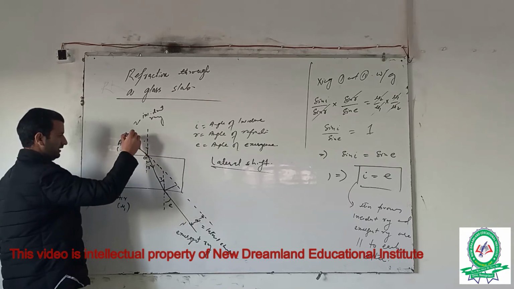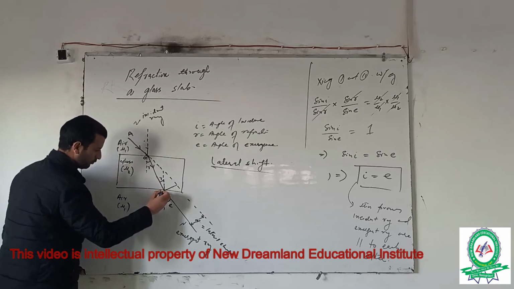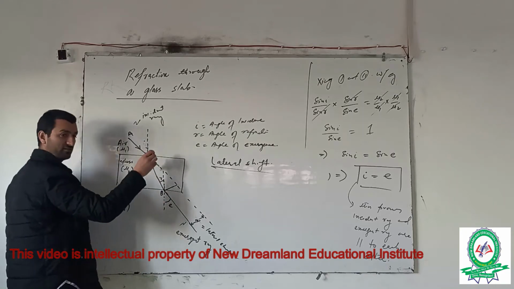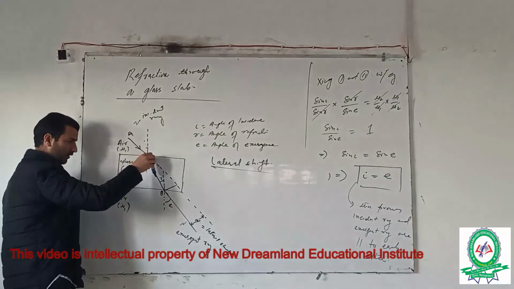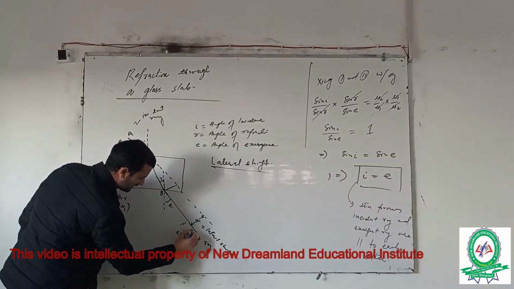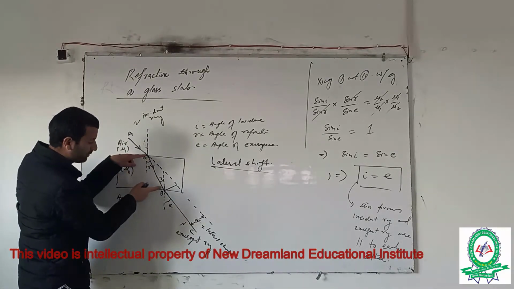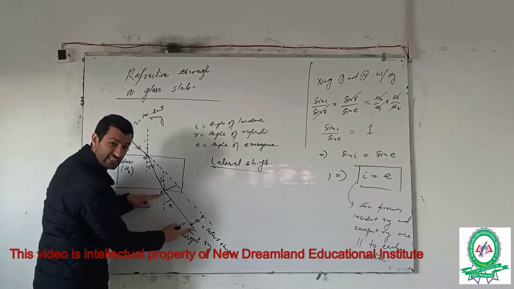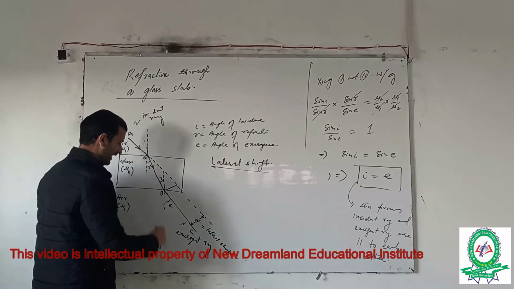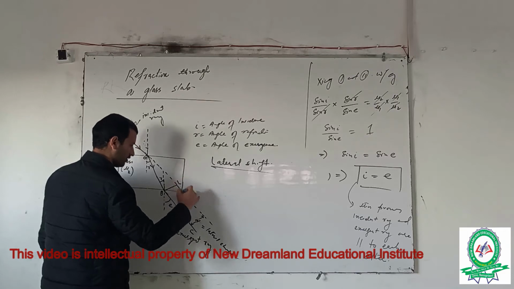OA is the incident ray, yeah, AO is the incident ray and OB is the refracted ray. OA incident ray, OB is the refracted ray, and BC is the emergent ray. I will repeat, OA incident ray, OB refracted ray, and BC is the emergent ray. And let us draw BL perpendicular on the direction of the incident ray.